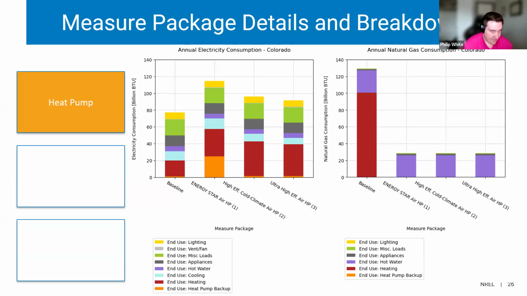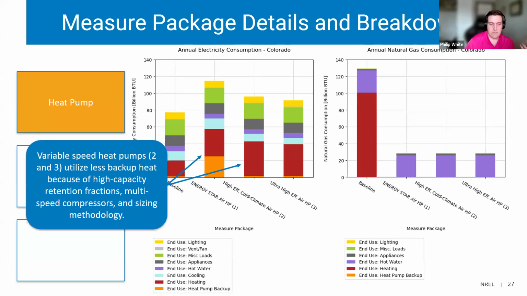So let's take a look at this figure. On the left is annual electricity consumption by end use, and on the right is natural gas consumption by end use. The baseline scenario, as well as the first 3 heat pump packages, which we just went over, are shown. First off, we can see the lack of natural gas heating pretty starkly in the heat pump packages. I'd also point you to the backup heat utilization. The variable speed heat pumps of package 2 and 3 utilize less backup heat because of the high capacity retention fractions, multi-speed compressors, and sizing to max load. But let's see how this plays out on a temporal scale rather than an annual.